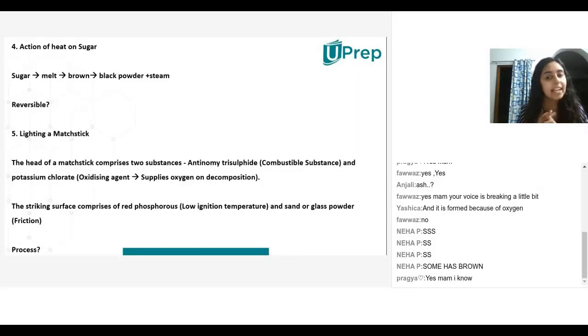What else is there in the head of the matchstick? Potassium chlorate, which is an oxidizing agent. It starts releasing oxygen because of the heat, and it continues to keep the fire burning. We require oxygen in order for the fire to continue burning. Also, there is oxygen in the atmosphere, but in order for it to burn even more, we also add potassium chlorate so that it continues to burn. It does not dim out very easily.